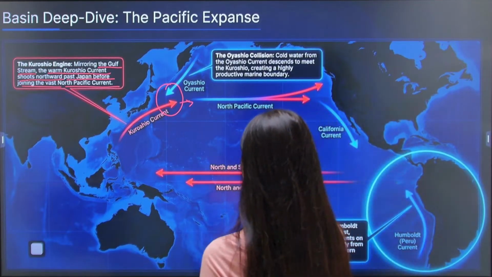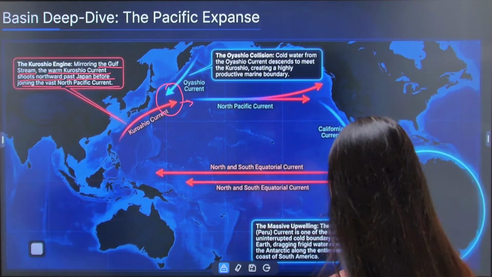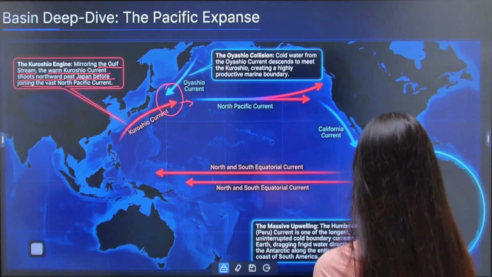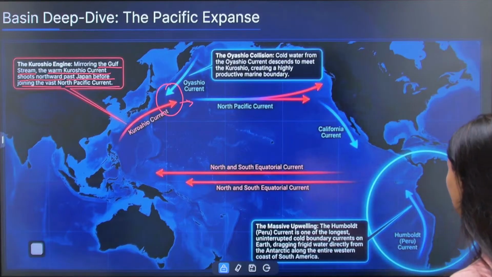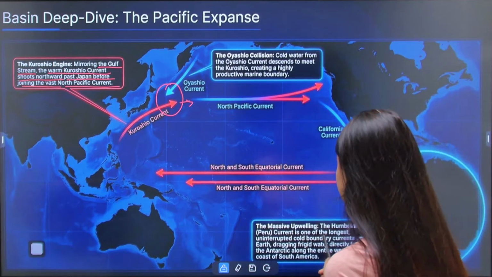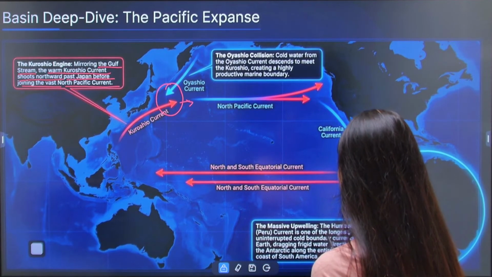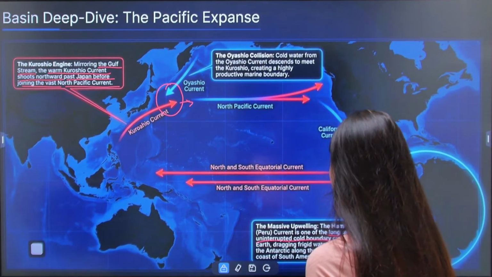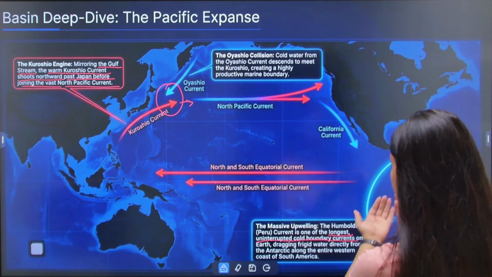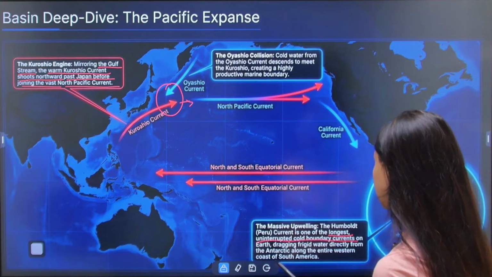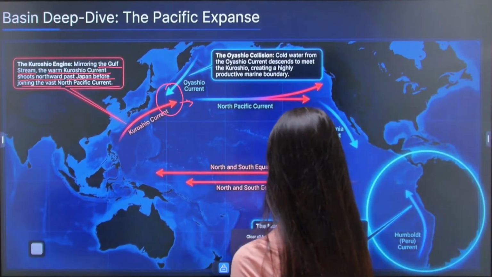We'll study about this. Here are the north and south equatorial currents along the upper and lower parts of the equator. The massive upwelling happens here. The Humboldt Peru current runs along the western boundary of South America. It is one of the longest uninterrupted cold boundary currents on the earth, dragging frigid water directly from the Antarctic Ocean along the entire western coast of South America.